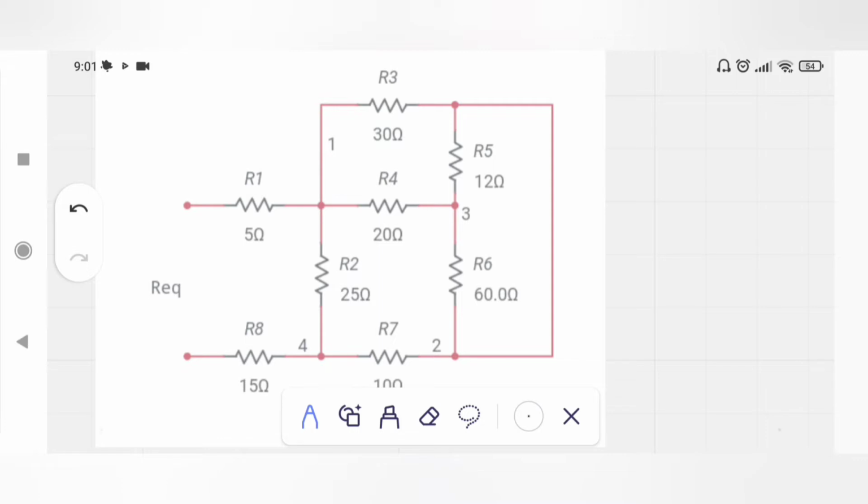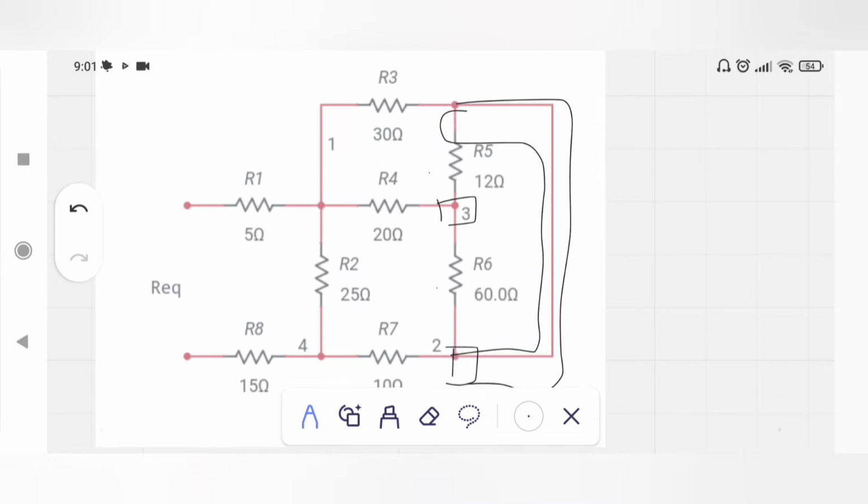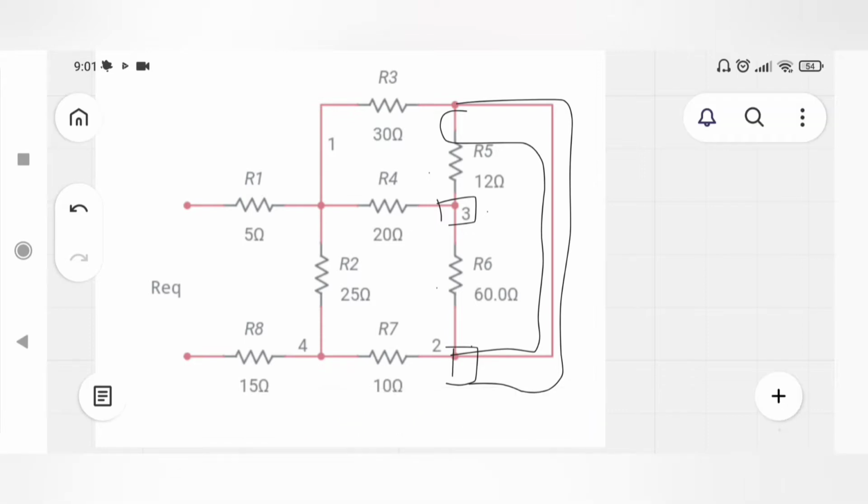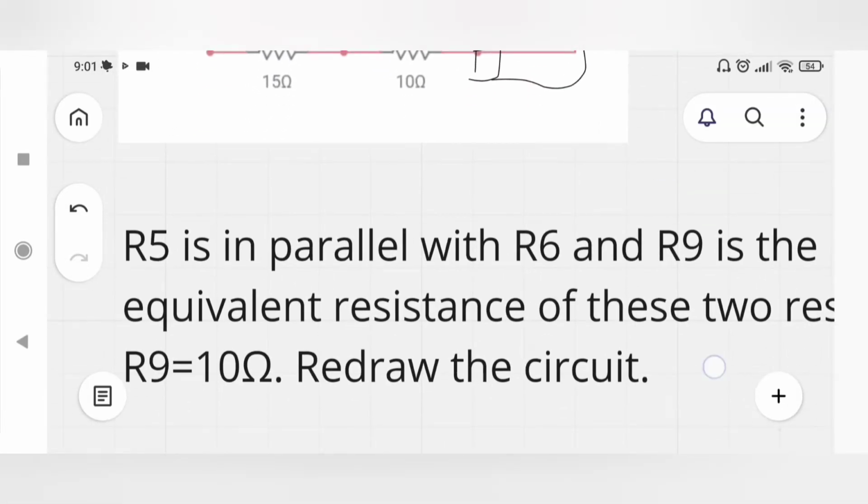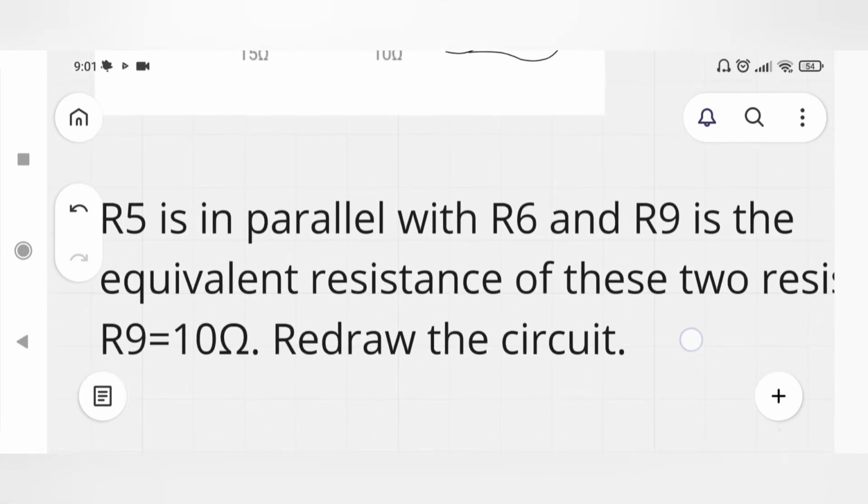As you can see, resistors R5 and R6 are connected between the same two nodes, that is node 3 and node 2. So R5 and R6 are parallel to each other. After solving with the equivalent formula, we get R9, which is equal to 10 ohm.